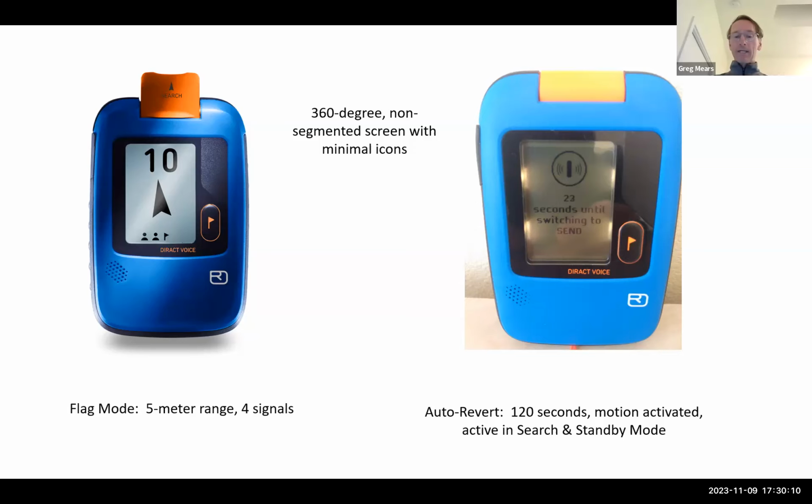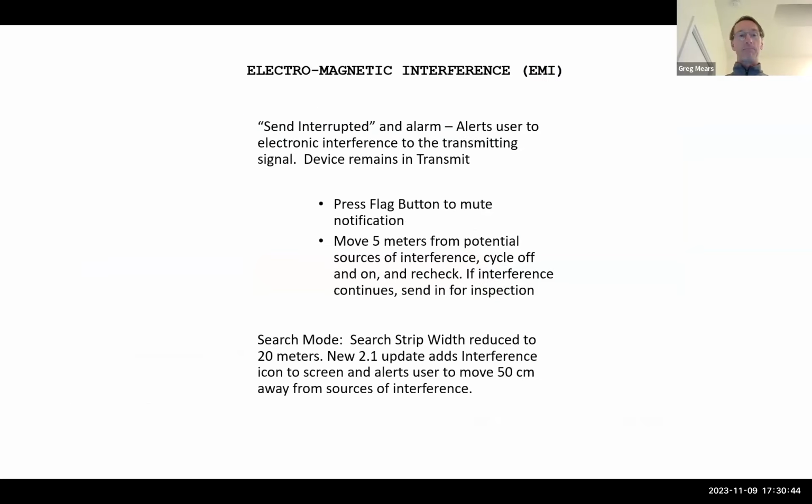Auto revert is standard on the direct voice. It is 120 seconds, 2 minutes, which is motion activated. It is active in search mode and in standby mode, which I'm going to describe to you as a special feature here in a little bit. As you can see, we actually have an alarm and a countdown notifying the user that auto revert is in progress, and when it hits 0, then it'll revert back to send. Here you can see the beacon is in standby mode. It's not in search mode, and it's about to go back into send.